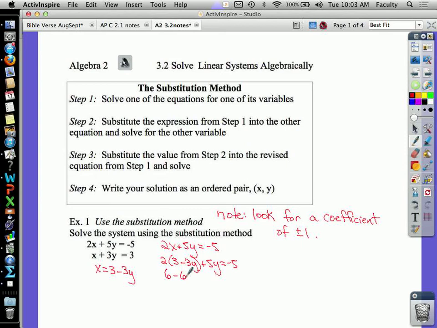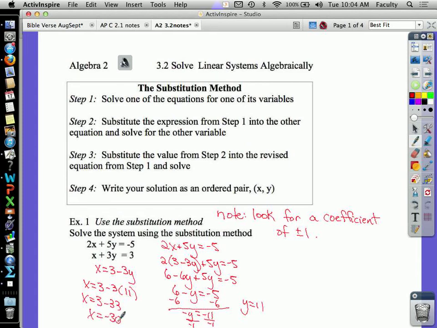So I've got 6 minus 6y plus 5y, so I'm going to use the distributive property. I'll collect like terms. Then let's subtract the 6, and I get negative y equals negative 11. So y is 11. Then all you're going to do is plug it in right here. This one's a super easy one to find x. x is 3 minus 3 times y, but y is now 11. So x is negative 30.